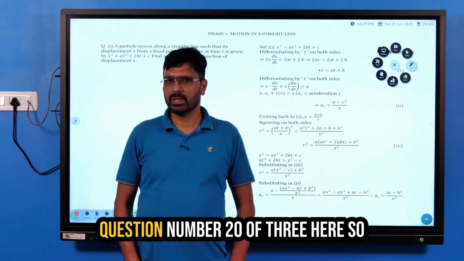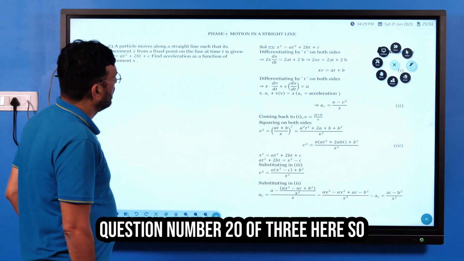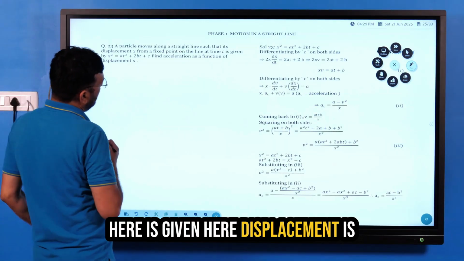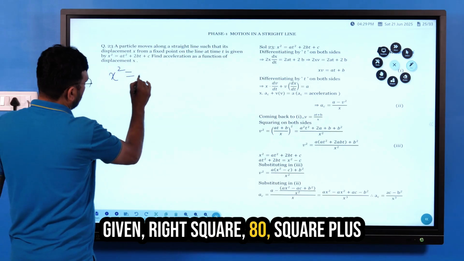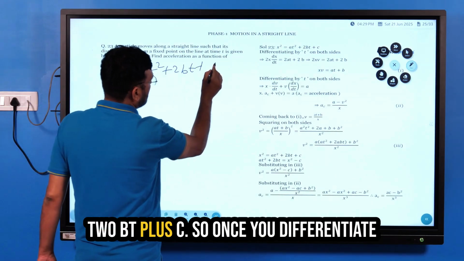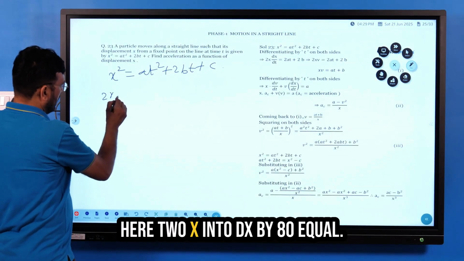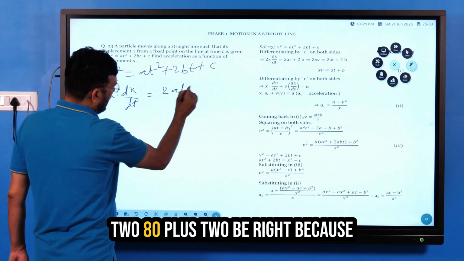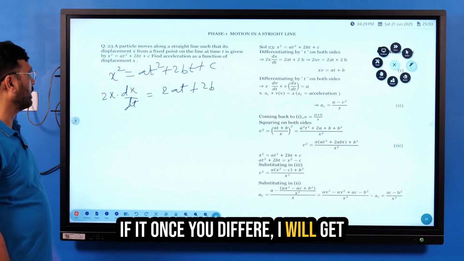Question number 23 here. Displacement is given, right? x square is equal to a square t square plus 2bt plus c. So once you differentiate with respect to time, we will get 2x into dx by dt is equal to 2a square t plus 2b, right? Because once you differentiate, I will get velocity.